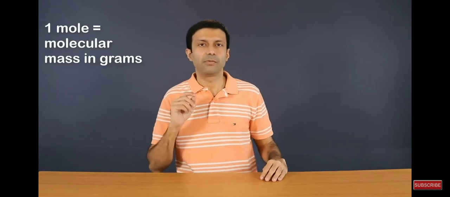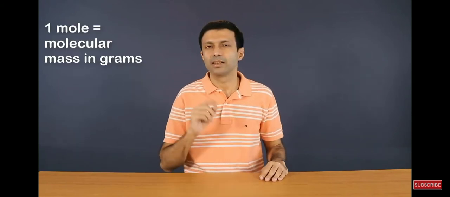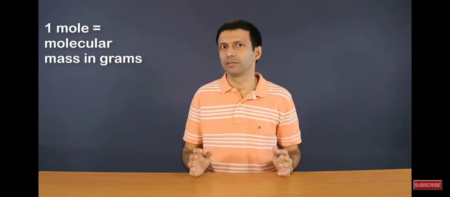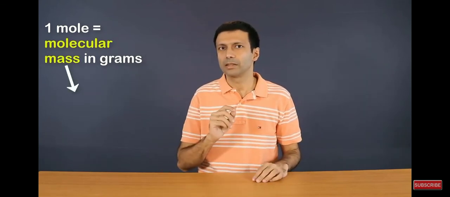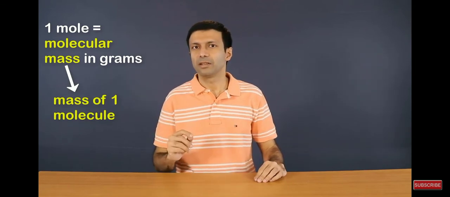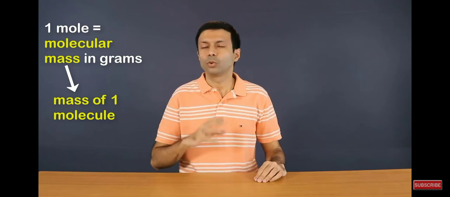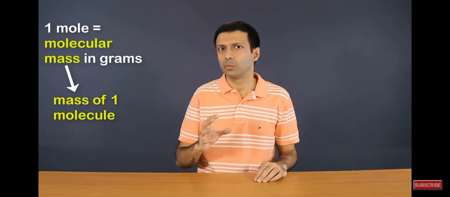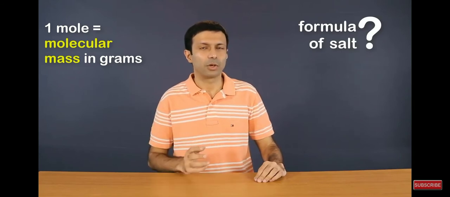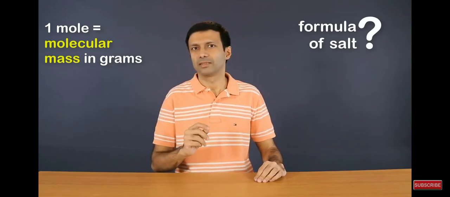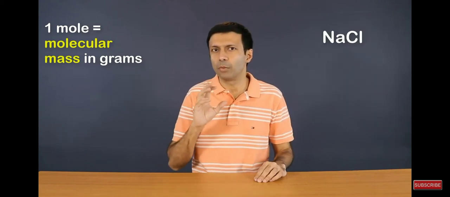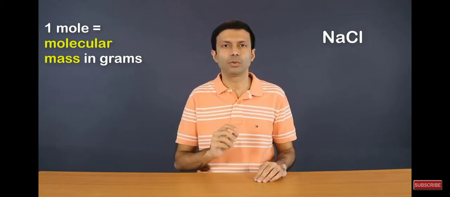1 mole is defined as the molecular mass in grams. Let's break down this definition. Molecular mass is the mass of one molecule, and the substance here is salt. So to calculate the molecular mass, we need the molecular formula. So what's the molecular formula of salt? That's right, it's NaCl.